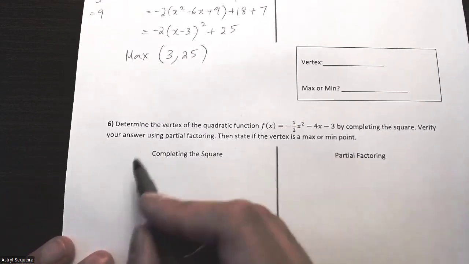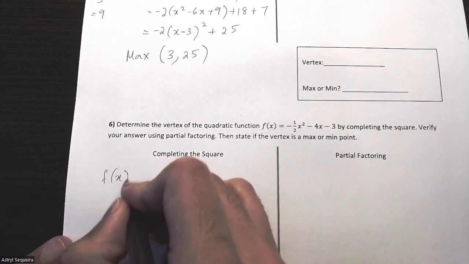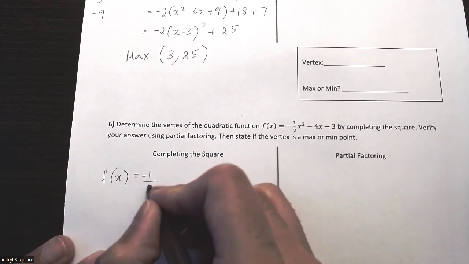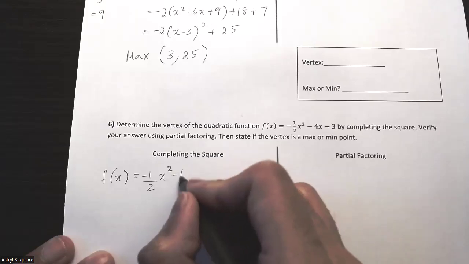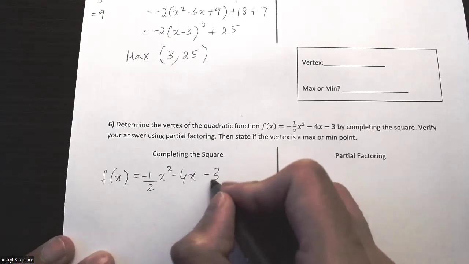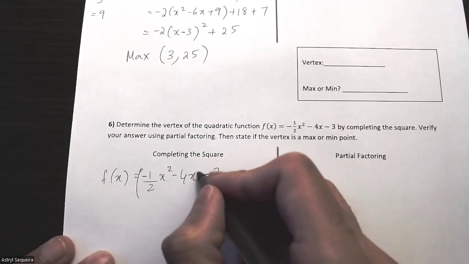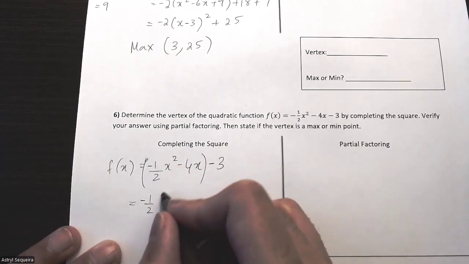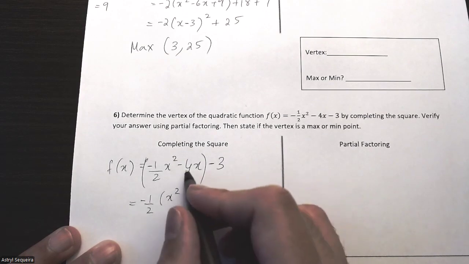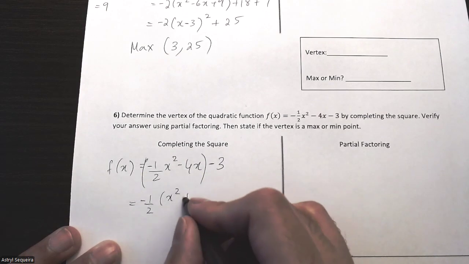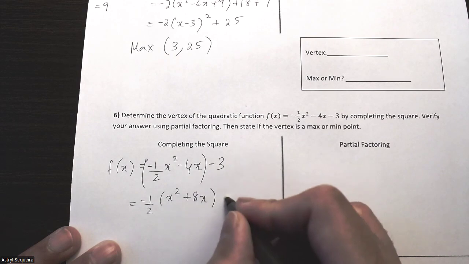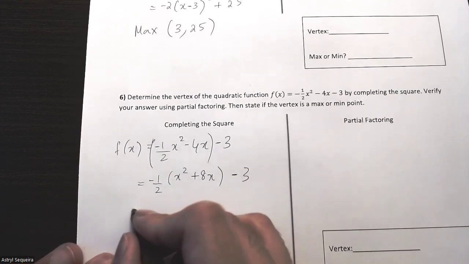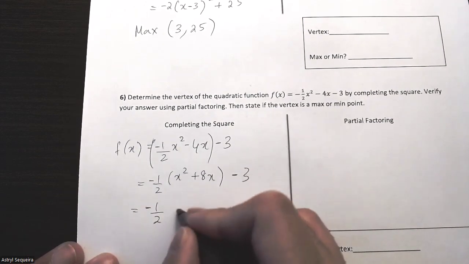Let's try the next example here. Again, exact same idea, just slightly harder because we have a fraction as the a value now, but same exact steps. Bracket the first two terms, common factor out the -1/2, and I'll be left with x squared. -4x divided by -1/2 is plus 8x. So it's just testing whether you know how to do calculations with fractions or not.